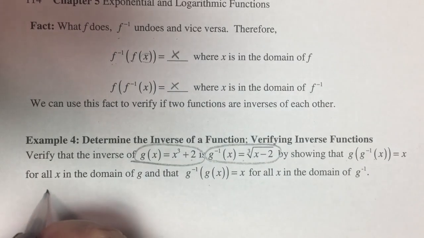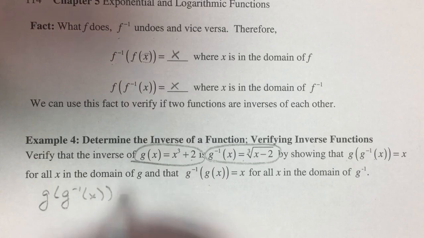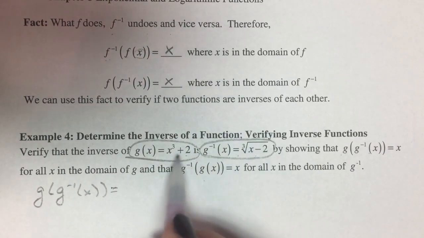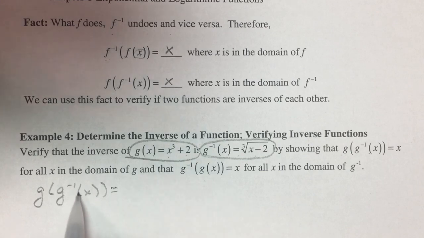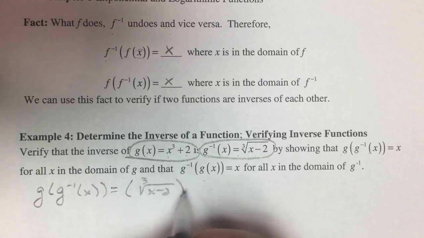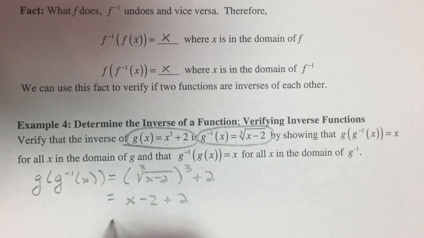So let's find, first of all, g of g inverse of x. In other words, I'm plugging my g inverse into my g. Well, that's going to look like this: the cube root of x minus 2, cubed, plus 2. Well, if I cube a cube root, the roots disappear, and gee whiz, I get x, but that's not good enough. I need to also go the other way.